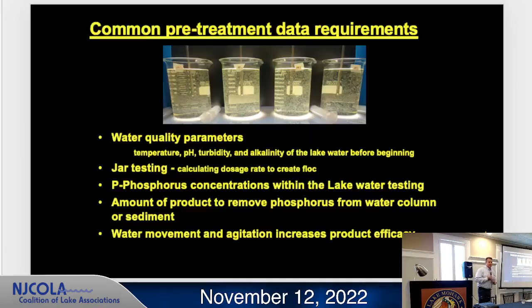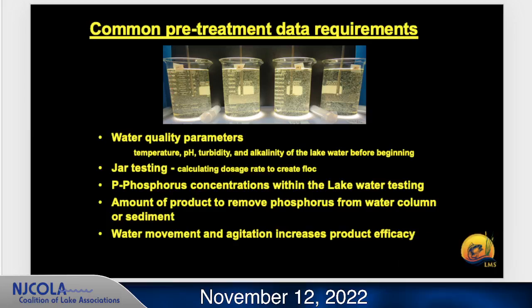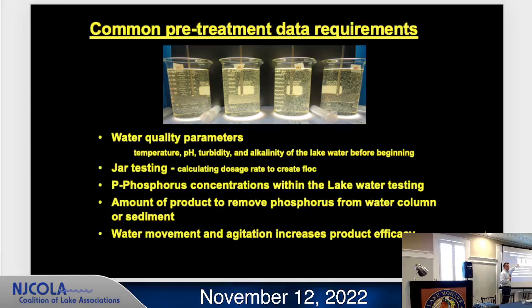Before we go into deciding what product we may use, alum or PAC or anything like that, the first thing we do is we've got to get data, find out what we are looking at. So before you do treatments, if you look at that top picture, that is what we call jar testing. If you look inside this, can you see the particulates in there? That's called a flock. Obviously temperature is important, but really pH, turbidity, and alkalinity are our main driving factors that we're looking at.